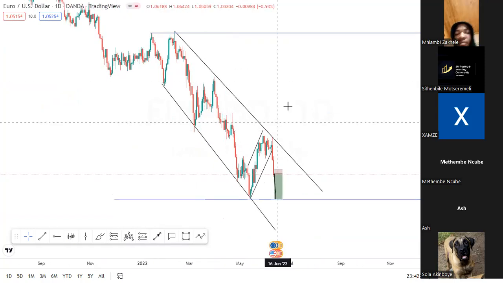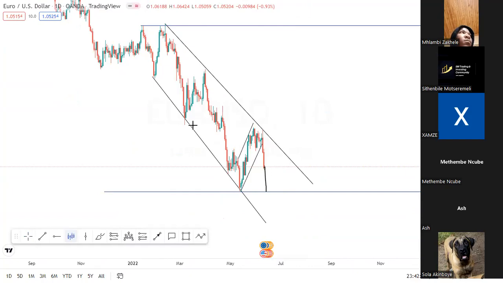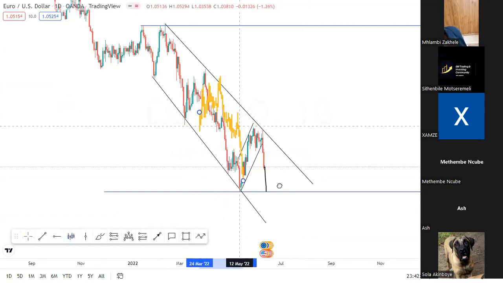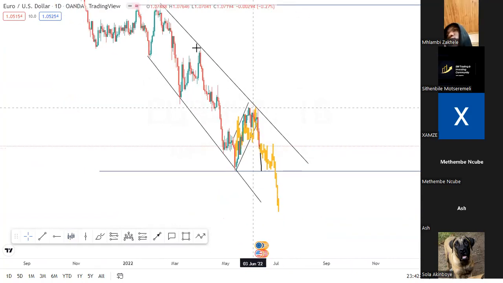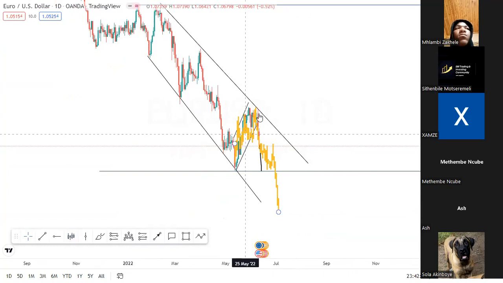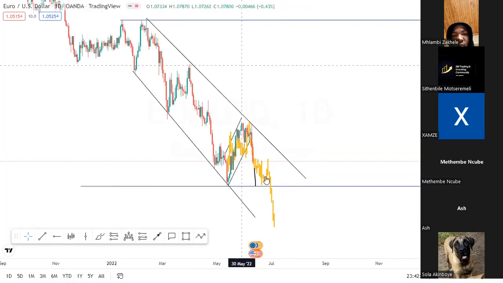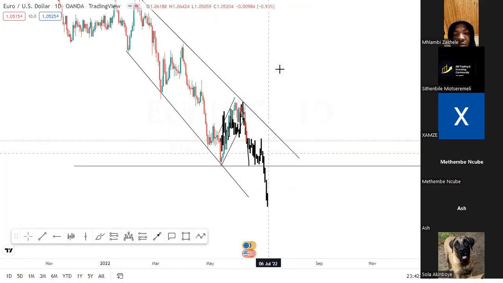Let me take this bar pattern. If I can do this, you see, this is the same thing. The market keeps on repeating itself. It moves in an impulsive phase, corrective phase, impulsive phase, corrective phase. You just have to be patient with it.